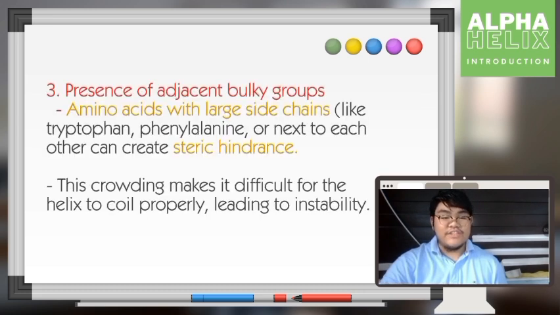And lastly, we have the presence of adjacent bulky groups. These are amino acids with large side chains like tryptophan. Next to each other, they can create steric hindrance. And this crowding makes it very difficult for the helix to coil properly, leading to instability.